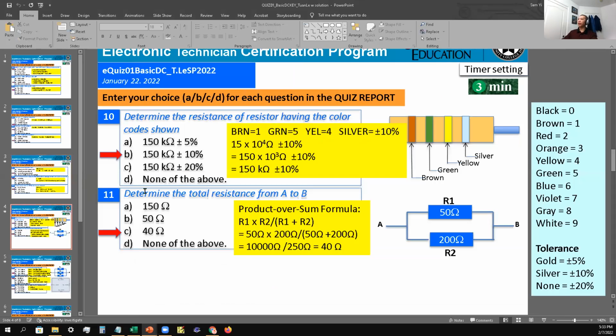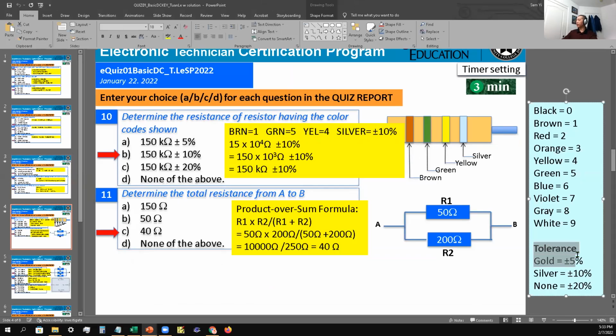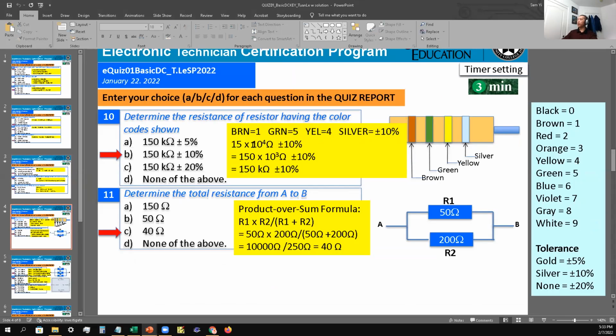Number 10: determine the resistance of the resistor having the color codes brown, green, yellow, silver. Brown represents 1, green represents 5, yellow equals 4, and silver is plus or minus 10%, which is your tolerance. The first two bands are your value, 1 and 5, and yellow is the multiplier, so 10 to the fourth ohm, plus or minus 10%.